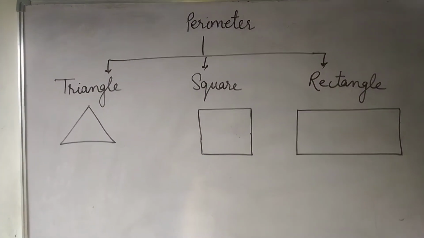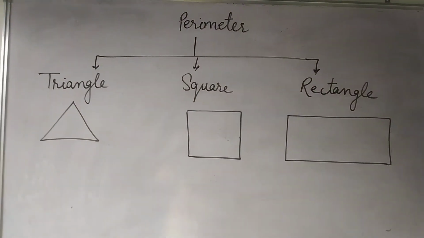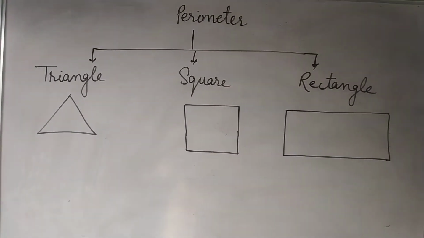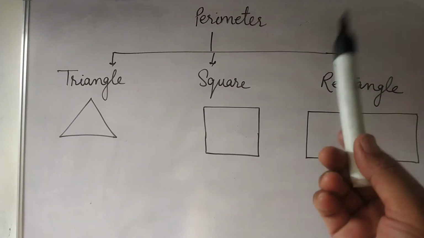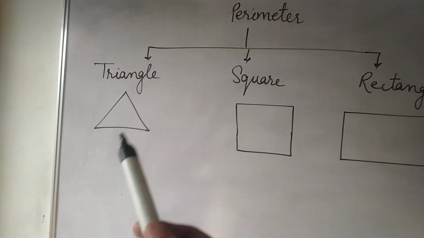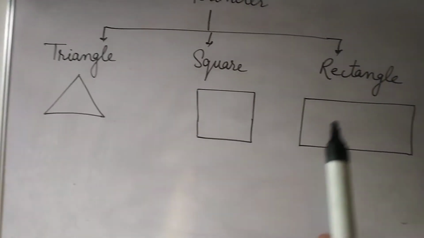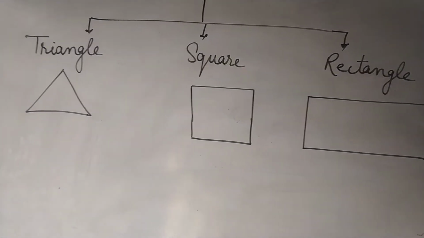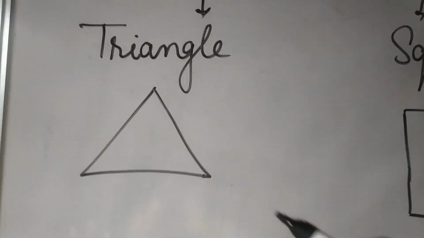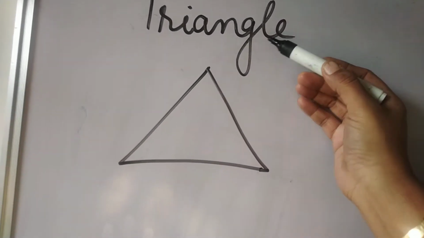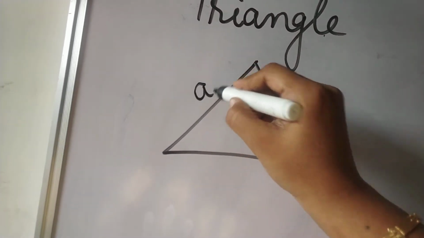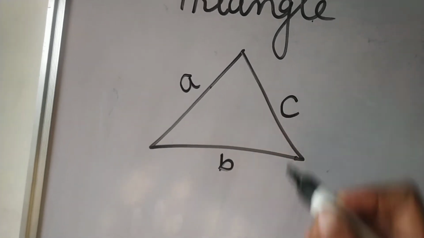So now we will see how to find out the perimeter of these closed figures with the help of formulas. Polygons like triangle, which has 3 sides, square, 4 sides, and rectangle, 4 sides. So in this figure, the triangle has 3 sides, side A, B, and C.